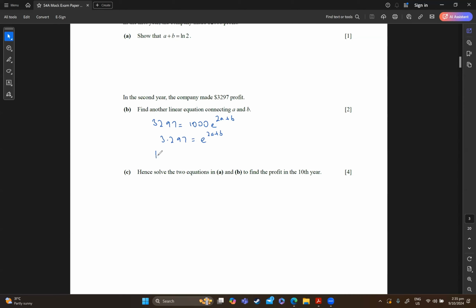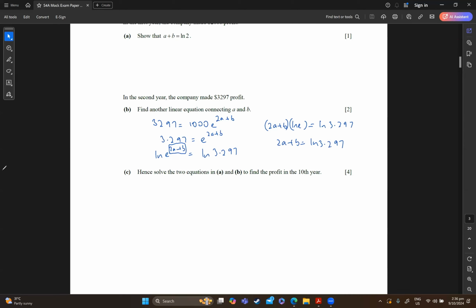Okay, so ln both sides. ln e to the power of 2A plus B equals ln 3.297. Bring the power down to the side. So 2A plus B times ln e equals ln 3.297. So 2A plus B equals ln 3.297. So this is the second equation.